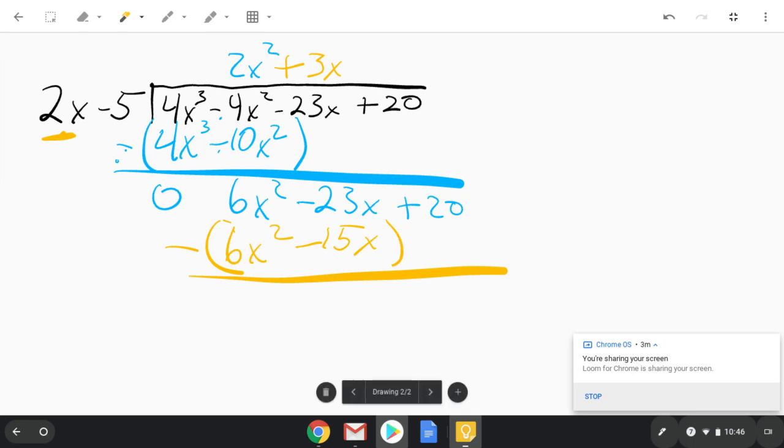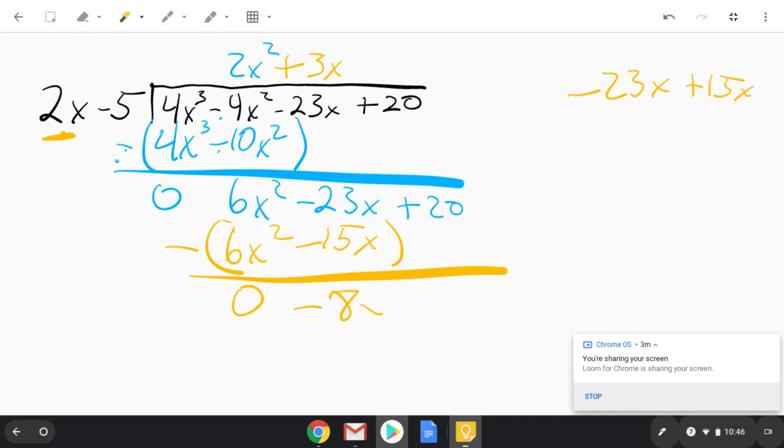6x squared minus 6x squared cancels at 0. And then negative 23x minus negative 15x. I got to write that out. That's negative 23x plus 15x is what that turns into, which is going to be negative 8x. All right, and then we'll bring down our 20. That's going to be plus 20. And start the process over. Let me erase some stuff here. Okay, all right. And I'll erase that up there.